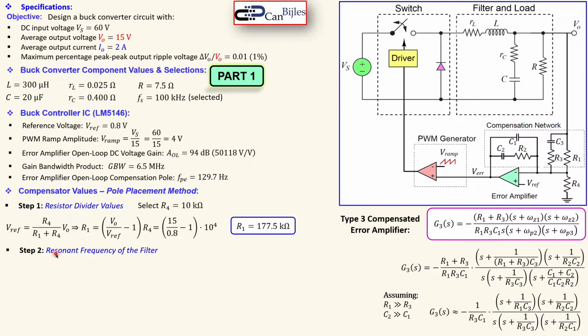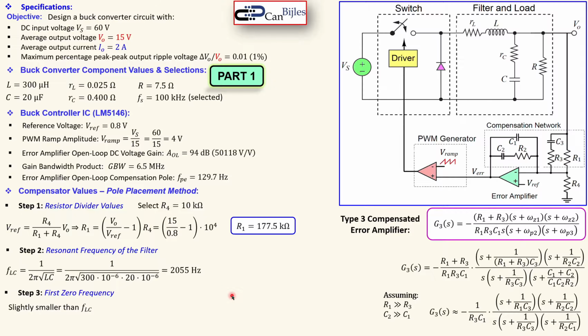Okay, step 2 is about the resonant frequency of the filter, which is from here. That is determined, again, just ignoring the RL and RC here, which is our series equivalent resistor for the inductor and also for the capacitor, given by this expression for the resonant frequency. Now, when you substitute this 300 microhenries, also 20 microfarads here, they will give you 2055 hertz.